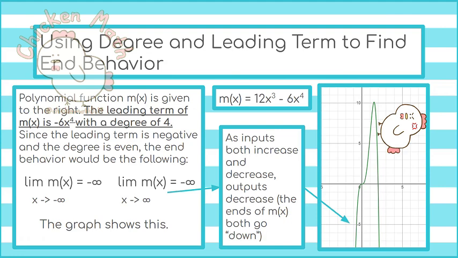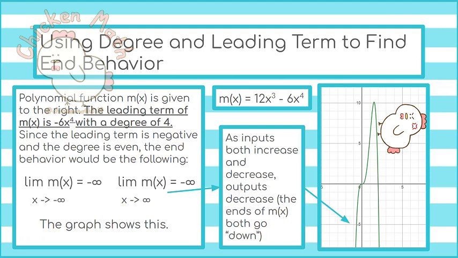Okay, so here we can see the polynomial m of x is equal to 12x cubed minus 6x to the fourth. And just looking at this equation without looking at its graph, we can see that the highest exponent is a 4. That means the polynomial m of x has a degree of 4, and the coefficient next to it is minus 6, or negative 6, which means that the leading term is negative. Since the leading term is negative and the degree is even, we know that the end behavior would reach negative infinity on the left and right-hand sides of the equation.